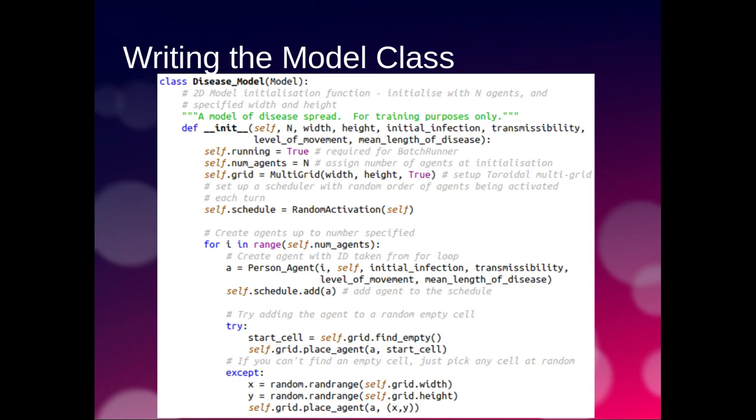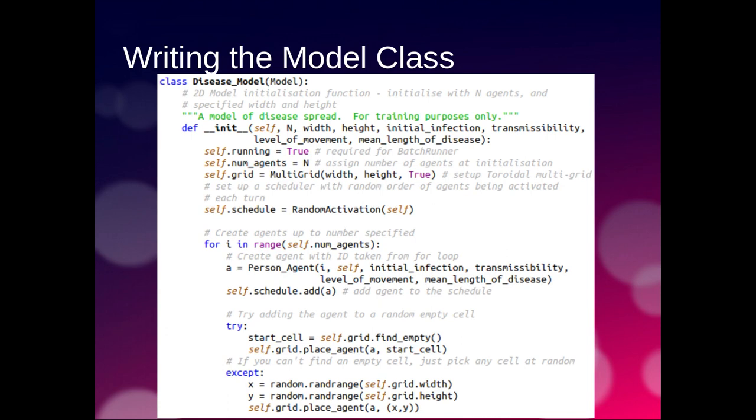So here's the model class. Here's what we're going to write for our model class, and here's the constructor for the model class. So we're going to call our model class disease model. So I've written class disease_model, and again we're going to pass into the input the model class of MESA.